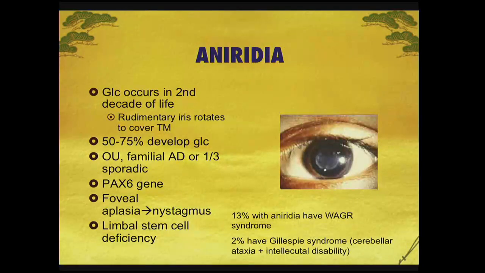Aniridia is another disease where about half of patients develop glaucoma. They can have two types of glaucoma. They can have open angle or an angle closure glaucoma here. The open angle usually happens in the first few years of life because of problems with development of the drainage system. The angle closure usually happens a little bit later, and that's because that little rudimentary stub of iris can actually rotate forward and cause angle closure.